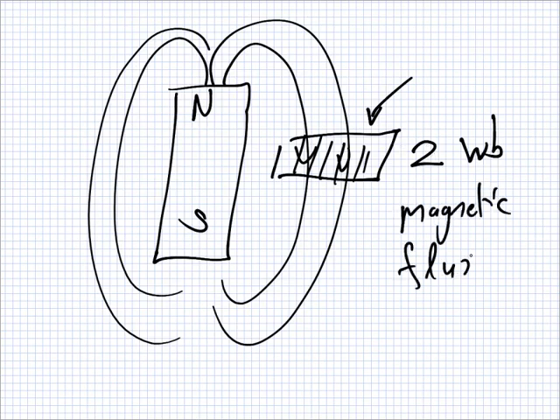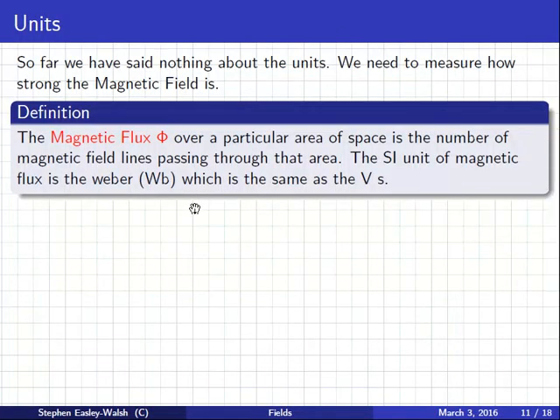So 2 Webers. And in fact, although I won't show you why, the Weber is also the same as the volt second, but that's not something that we'll have to do. So magnetic flux over a particular area is the number of magnetic field lines through that area, and the SI unit is called the Weber, Wb.